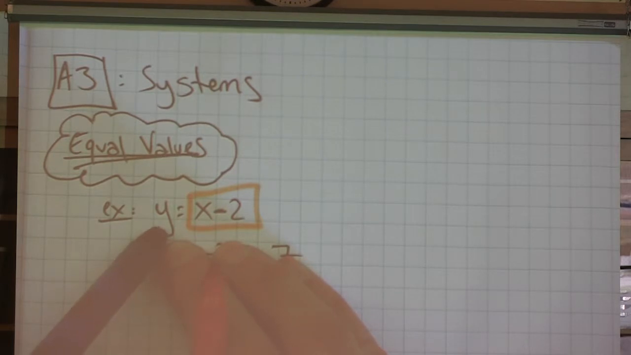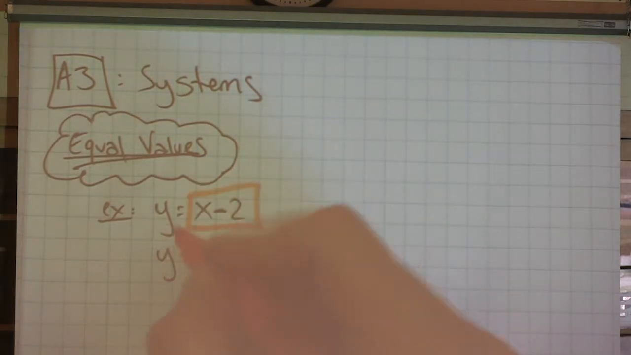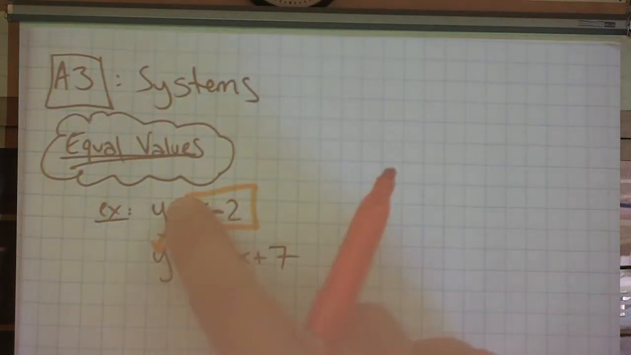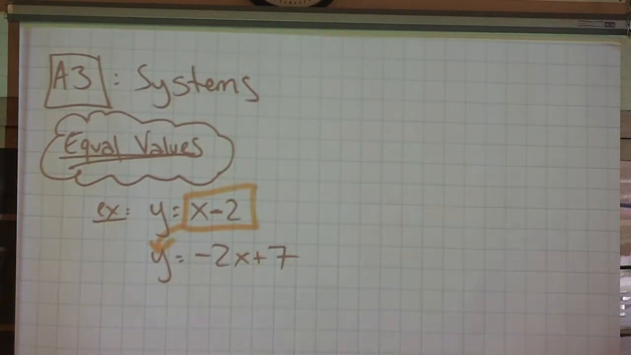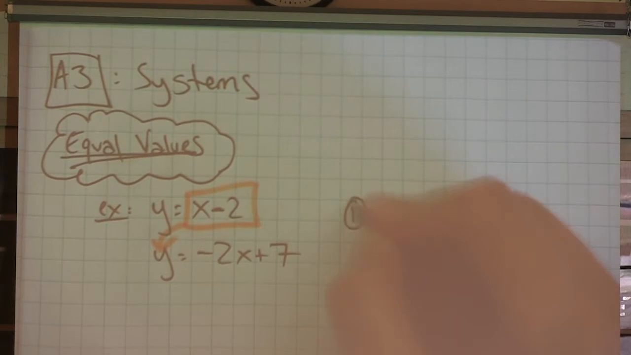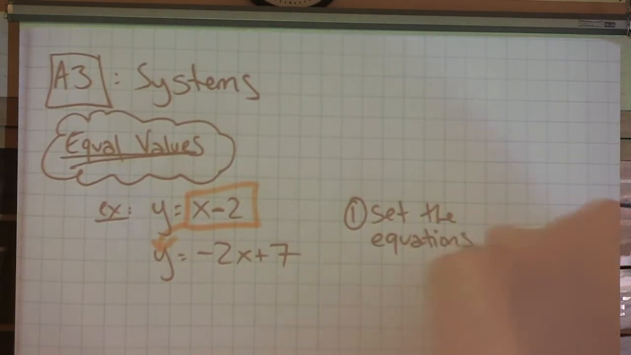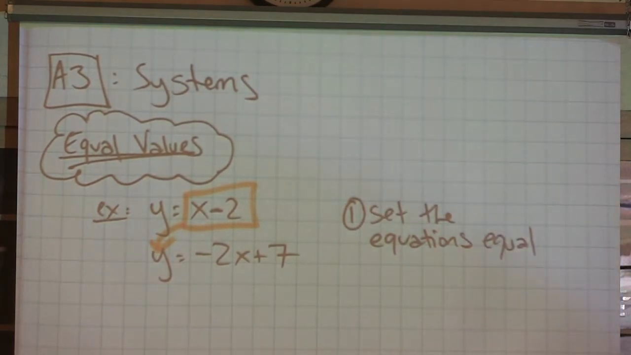See how it says y equals x minus 2? X minus 2 is equal to y. Because it is equal, we can take this x minus 2 and put it in place of y. So I can write it in place of y. That's going to be our very first step: we are going to set the equations equal.